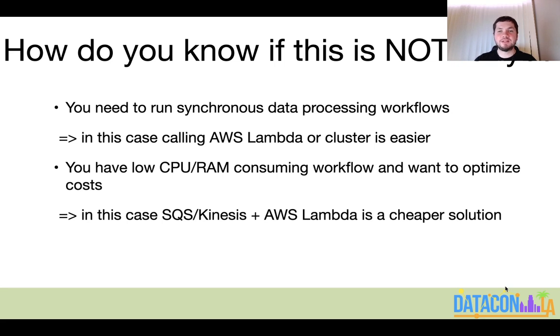Where it wouldn't work: if data processing should be synchronous, in this case calling an AWS Lambda cluster would be easier because Step Functions are asynchronous. And if you have a low CPU and RAM consuming workflow and want to optimize costs, in this case SQS or Kinesis plus AWS Lambda would be a cheaper solution.